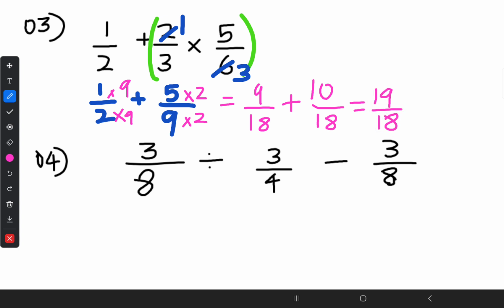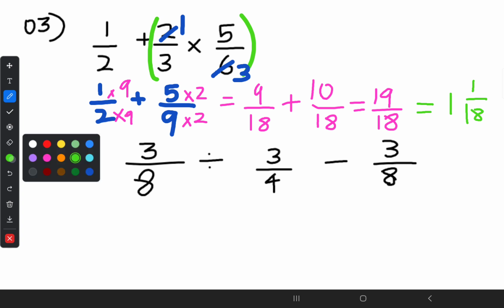19 upon 18 is an improper fraction, so definitely you should convert it to a mixed fraction. So 1 and 1 upon 18. Likewise, you should finally represent the improper fraction as a mixed fraction.